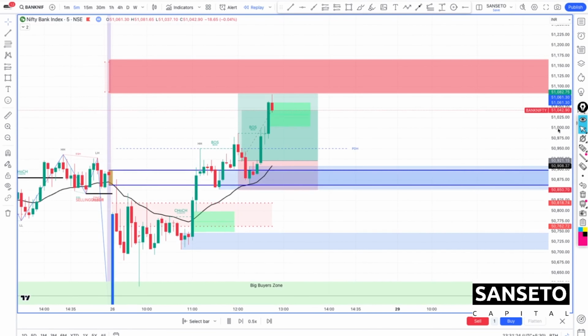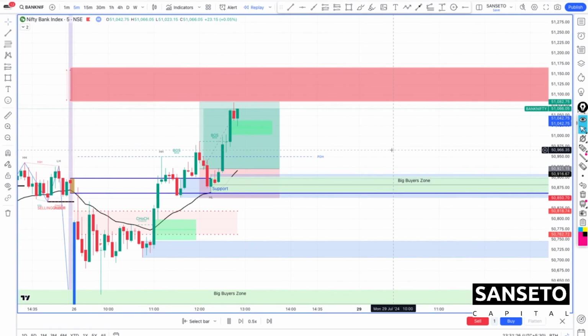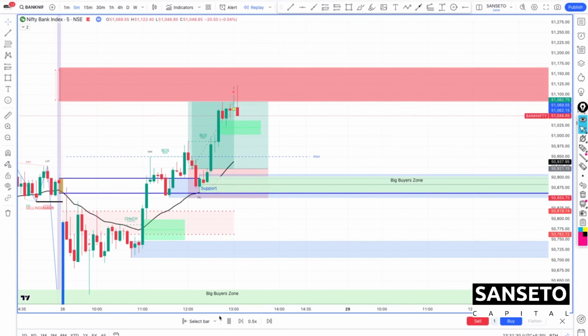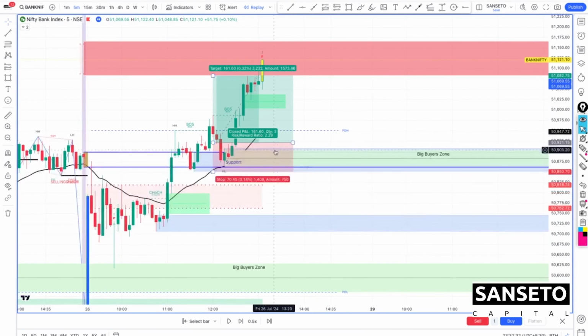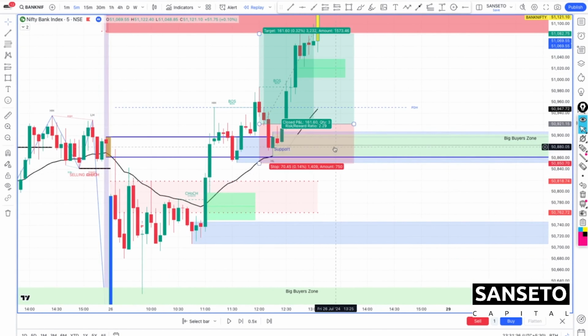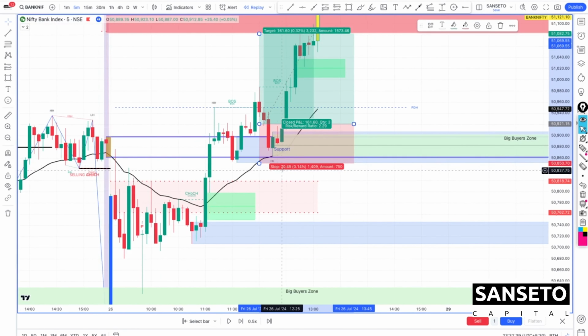So we are very close to our target. Okay, our target is hit. Now some people might have asked me why we have kept such a big stop loss. 70 points in Bank Nifty is a huge stop loss. We are not supposed to take this much stop loss. We always have to work based on risk and reward basis only.